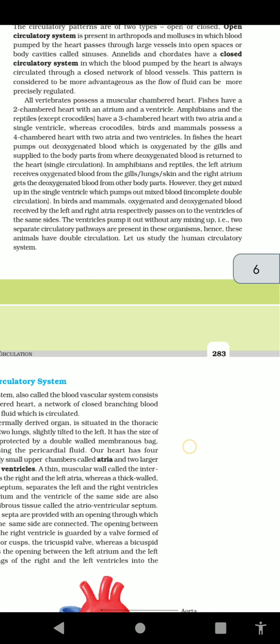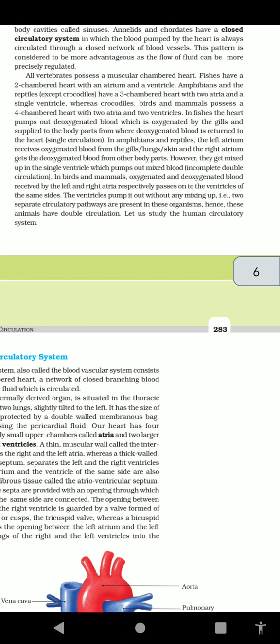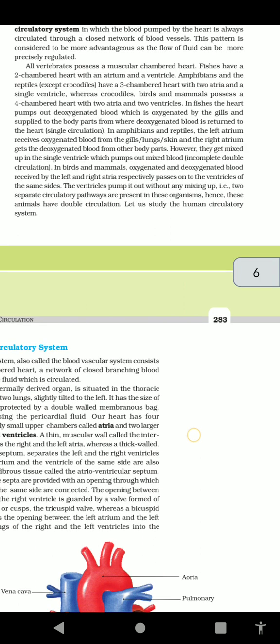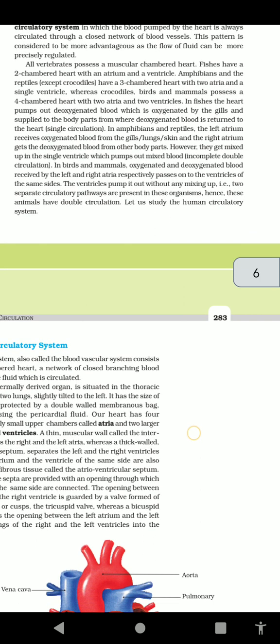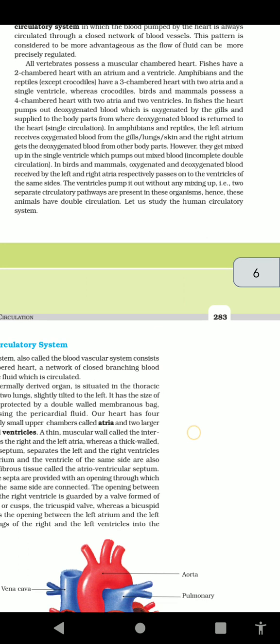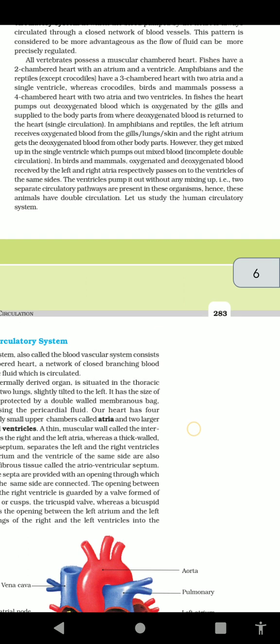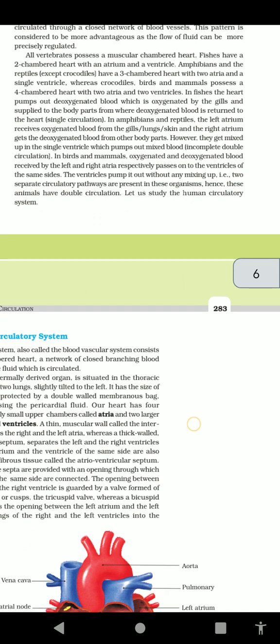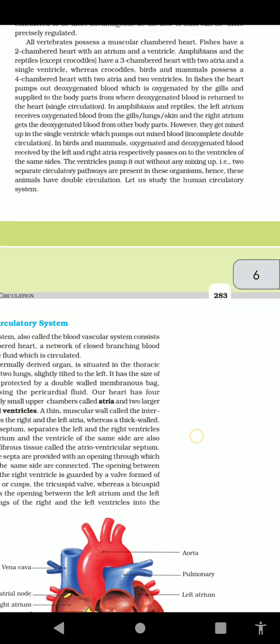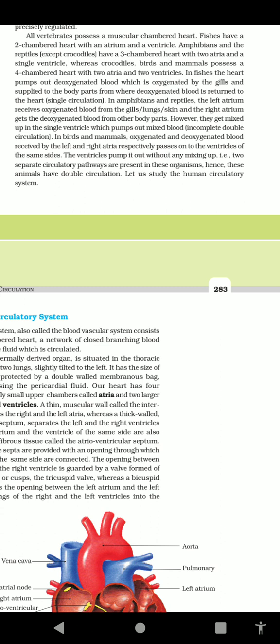Annelida and Chordata have the closed circulatory system, in which the blood pumped by the heart is always circulated through a closed network of blood vessels. This pattern is considered to be more advantageous as the flow of fluid can be more precisely regulated. All the vertebrates possess a muscular chambered heart.